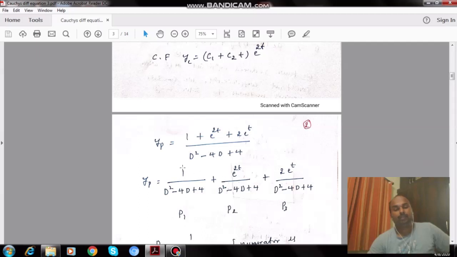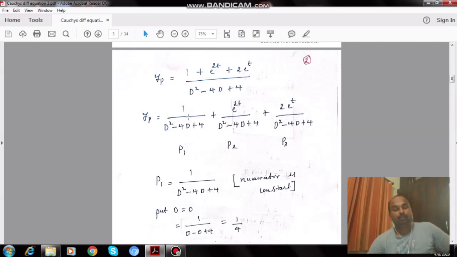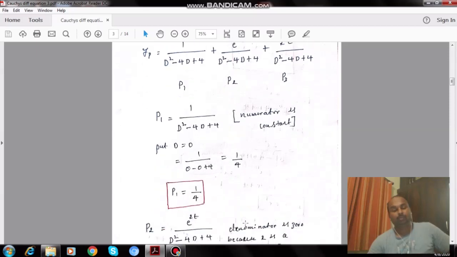Now we will find the particular integral. The right hand side is 1 plus e power 2t plus 2 e power t, divided by D square minus 4D plus 4. Divide this into three terms: 1 by the denominator, e power 2t by the denominator, 2 e power t by the denominator. So take P1, 1 by D square minus 4D plus 4. Since the numerator is a constant, I will put D equals 0. So 1 by 0 minus 0 plus 4. So P1 is 1 by 4.